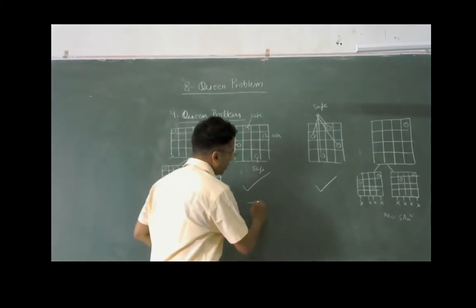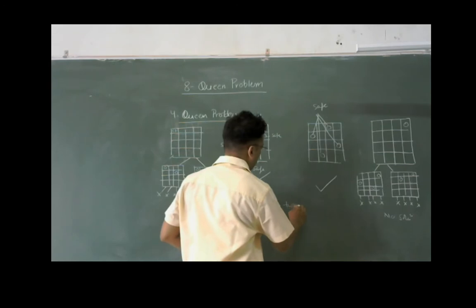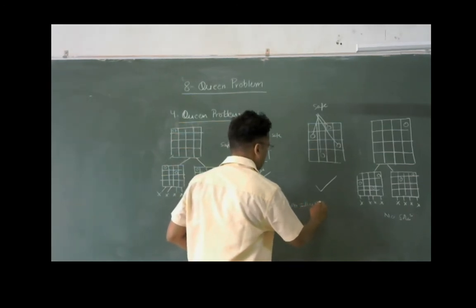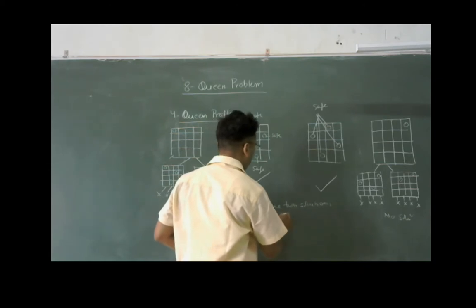So there are two solutions for the four queen problem.